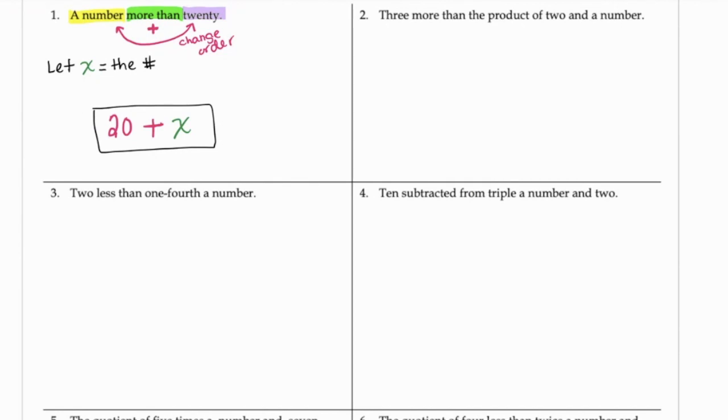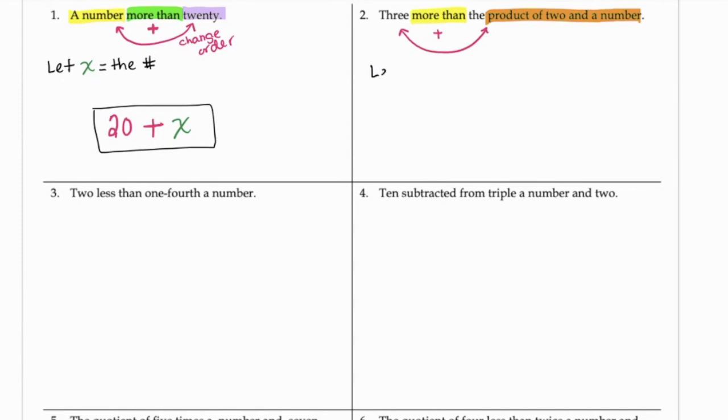So let's try number 2. All right, we have 3 more than. I'm going to highlight that. 3 more than the product of 2 and a number. So just like before, we have that word more than. I know that more than means addition. But the tricky thing that happens is that whatever came in front is now going to go in back. Whatever came in back of the more than comes in front. So I just did my little arrow so I remember that.